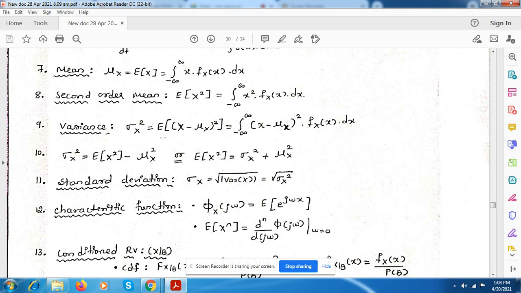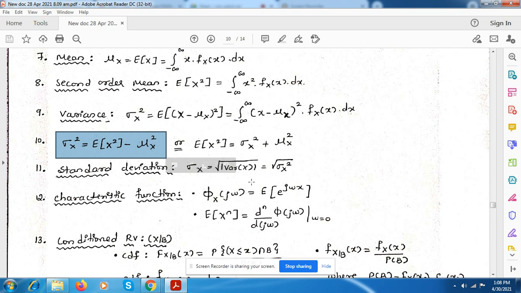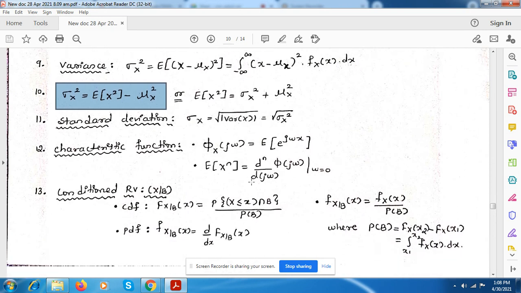Then we have the variance formula, that is the expectation of (X - mu_X) whole squared, which we can write as the integration from minus infinity to plus infinity of (x - mu_X) whole squared into the PDF value f_X(x) dx. Or else we can write this variance as sigma_X squared, that is equal to E[X^2] minus mu_X squared. This also we have seen the proof. And then the standard deviation is nothing but the square root of the variance value.